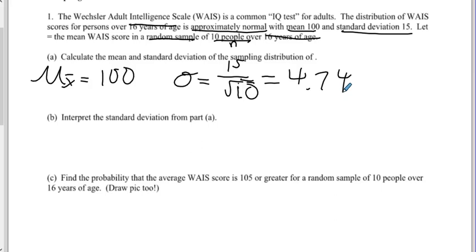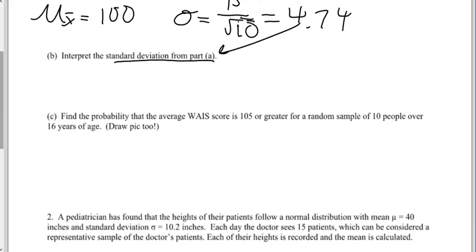Now, it says interpret the standard deviation from part A. That's what we just figured out. That is this right here. You might want to note that to yourself. And here is the sentence. On average, yep. Okay, and then we're going to fill in the blank. Okay, the WAIS scores.